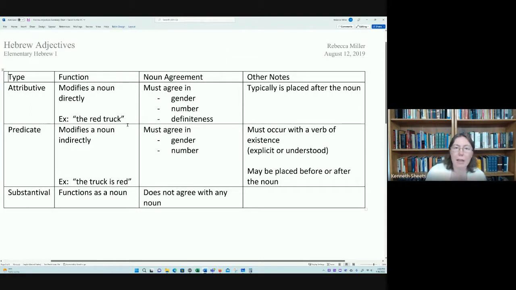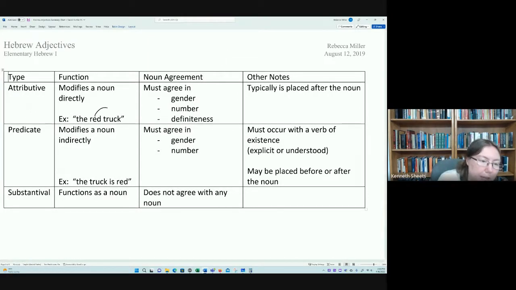So modifying a noun directly, the red truck. In this instance, red is part of the same phrase as truck, and thus it's modifying the noun directly. We call these types attributive adjectives. But we can also have an adjective that is modifying a noun indirectly.